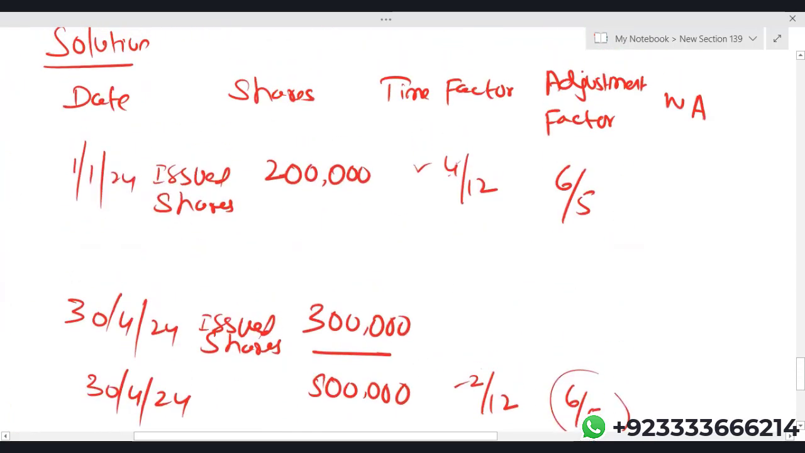So let's use the calculator. 200,000, 4 upon 12. You have to multiply all of them, all 3 of them. So 200,000 multiplied by 4 upon 12. Students, I'm getting 80,000. Please recheck. Yes or no?